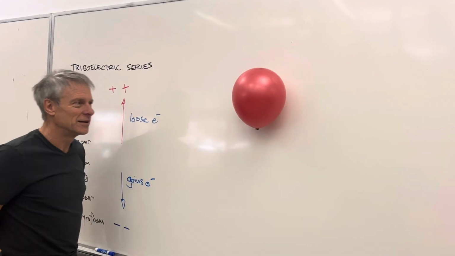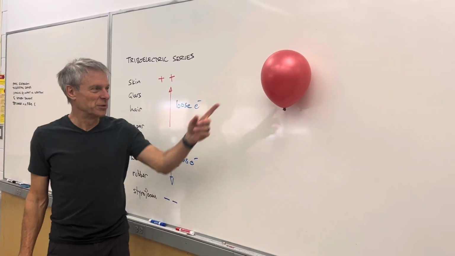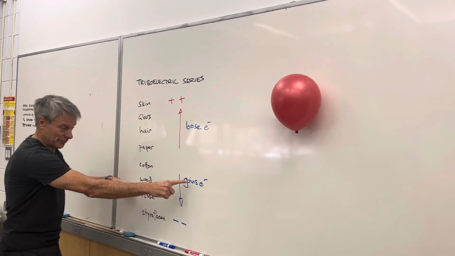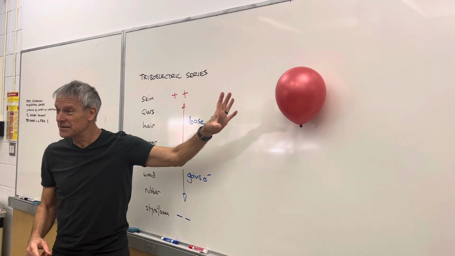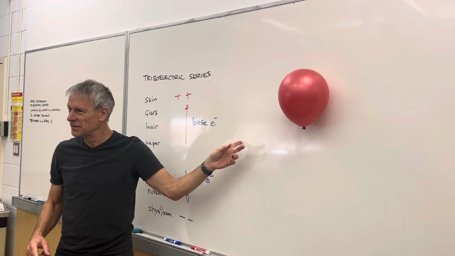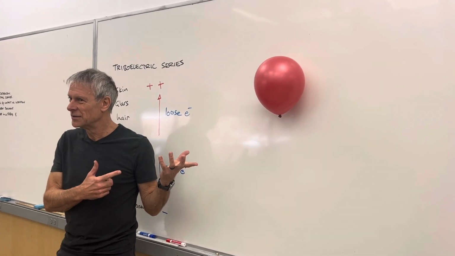But wait, what? Why does it stick to the wall? The balloon is, sorry, what's the balloon? The balloon's going to be more negative. So it's negative. The balloon's negative, yes? Yeah. Is the wall positive then? Yeah. But I didn't rub the wall with anything. Might be the material.